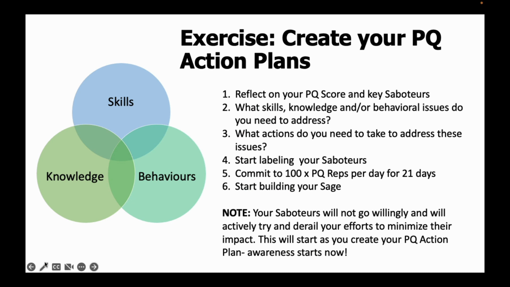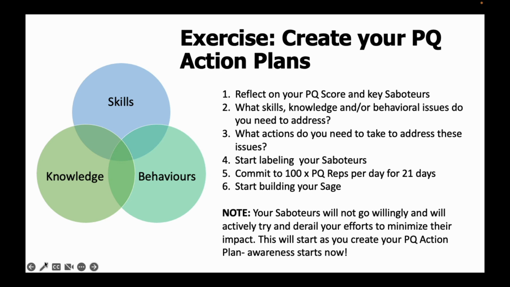So steps are reflect on your PQ score and your key saboteurs. Then have a think about it and go, so what skills, knowledge, and or behavioral issues do you need to address, right? So are there gaps in your skills? Are there gaps in your knowledge? Or are there behavioral issues that you want to address that are driven by, I guess, your saboteurs, right? And then think about what are the actions you need to take to address these issues. Make sure you start labeling your saboteurs. Commit to 100 PQ reps per day for 21 days and start building your sage powers.